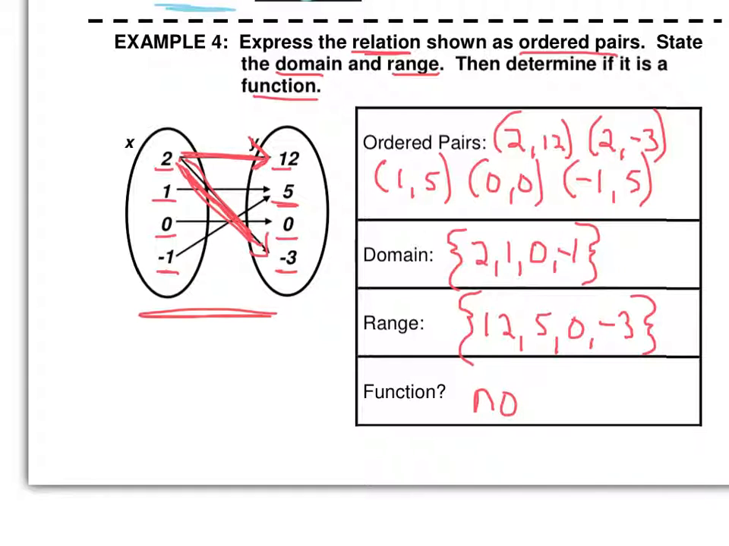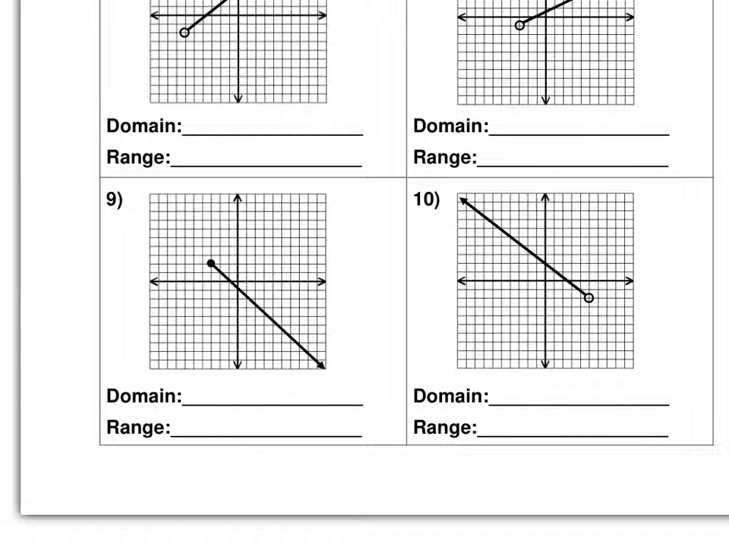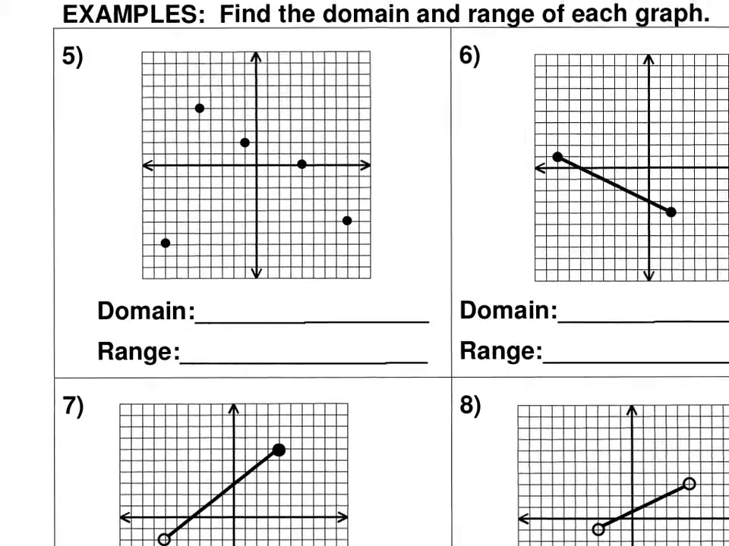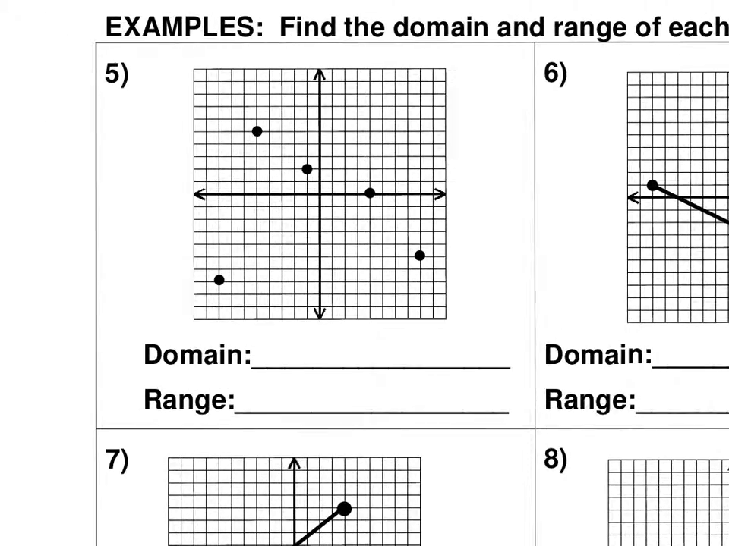Alright, we have 5 more examples. You're going to need graph paper, so I would go ahead and get some graph paper ready because you are going to be doing the next 5 examples. So here we go. Number 5. It says find the domain and range. So you should plot these points and then you need to find the domain and range for each one. Now remember, the domain is all of your x values, and the range are all of your y values.